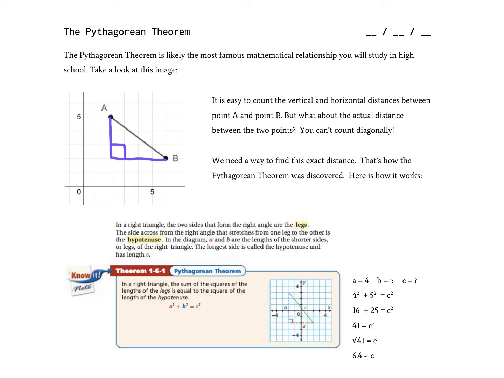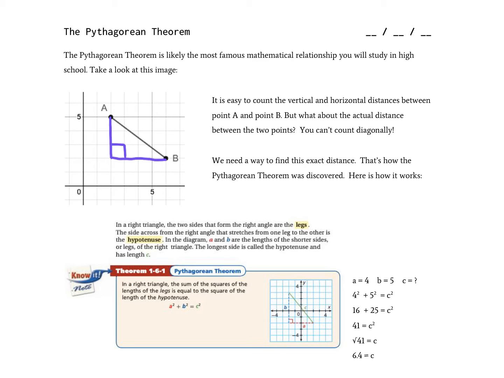So what this theorem states is that if we take A squared plus B squared, it equals C squared. So if you square each leg and add them together, that's the same as your hypotenuse squared. That's true for every right triangle.